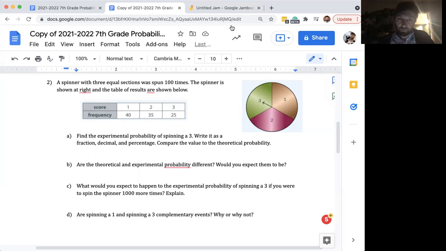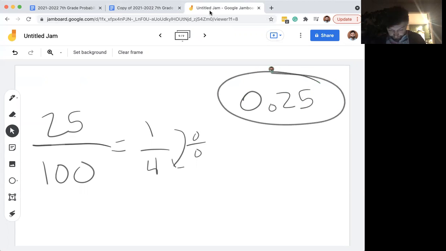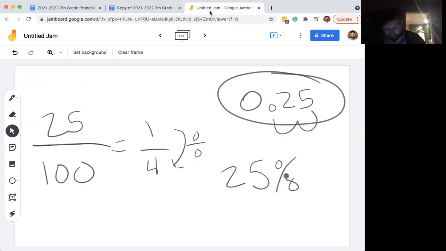So that's it as a fraction. To turn a fraction into a decimal, we divide our numerator by our denominator. We can do it with either 25 and 100 or 1 and 4. We'll get the same answer, which equals 0.25. There we have it as a decimal. And then to turn a decimal into a percentage, we move the decimal place 2 to the right, it's 25%.